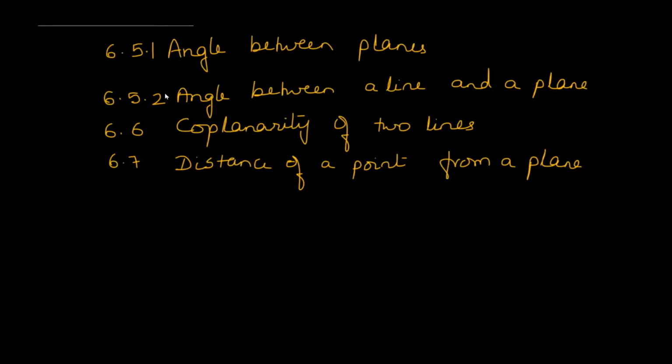Hello students, today in chapter 6, first of all I am going to speak about the portion which has been deleted from your syllabus. This year the board has deleted this portion from chapter 6 of your maths 1 portion, and that portion includes these concepts: 6.5.1, angle between the planes; angle between the line and a plane; then 6.6, coplanarity of two lines, and 6.7, distance of a point from a line. All these concepts have been deleted from your board portion.